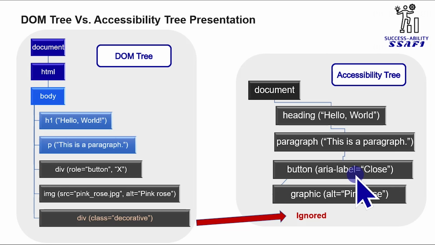So how come? The reason is because originally this div tag was developed or coded as a div tag. However, it had the role equal button applied to it. And this role equal button conveys to assistive technology that it is an actual button. Okay, and because it had the ARIA label equal close, what this accessibility tree will have is not the X, but the X value is being replaced by the close string.